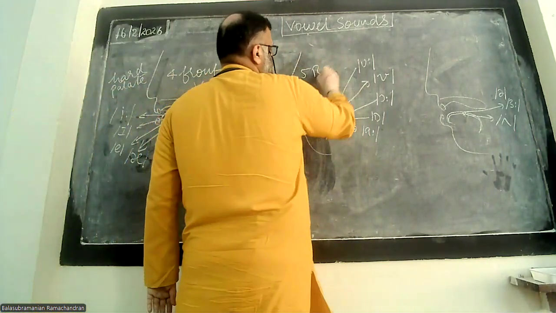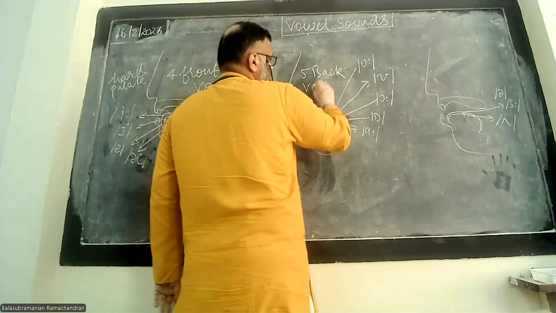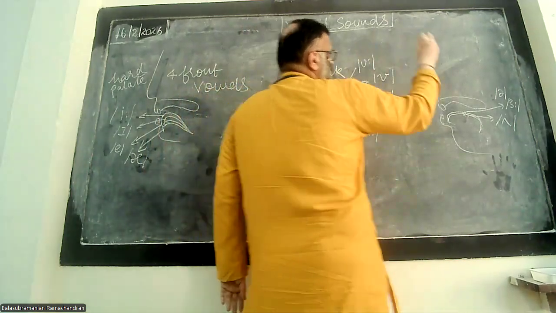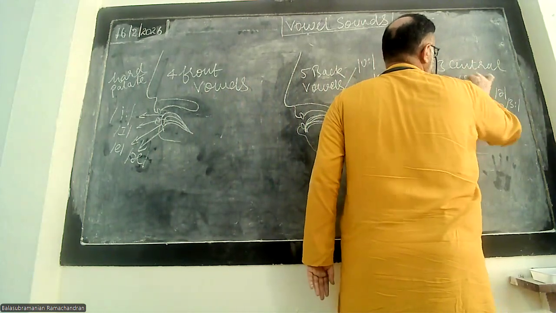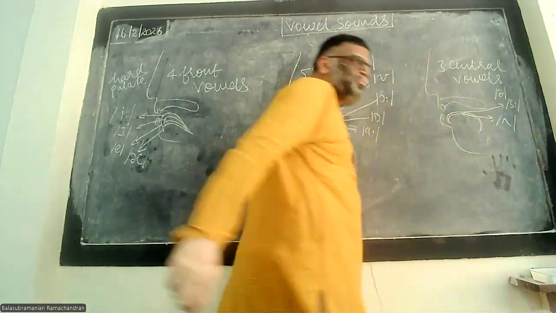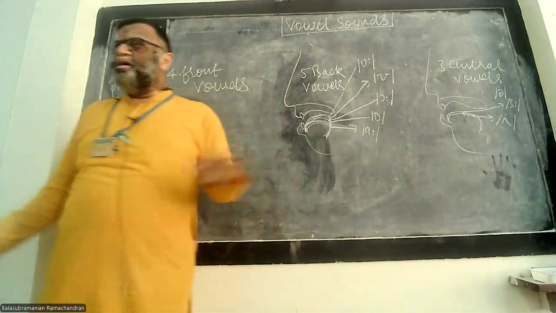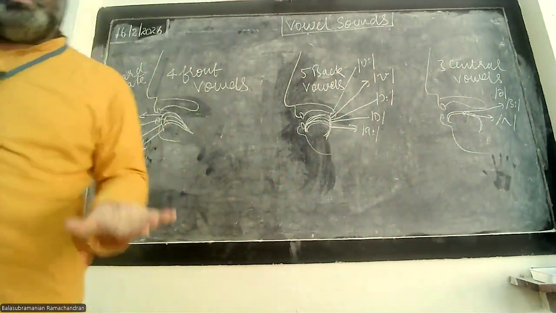5 back vowels and 3 central vowels. Okay. Now, if you have 5 more minutes, we can look at the vowel quadrilateral.